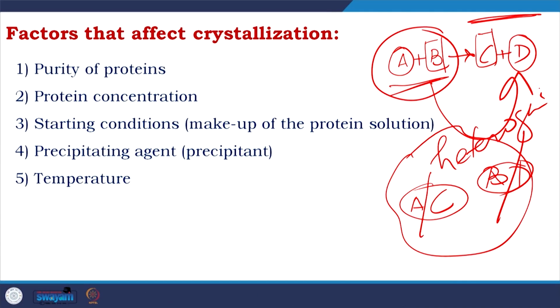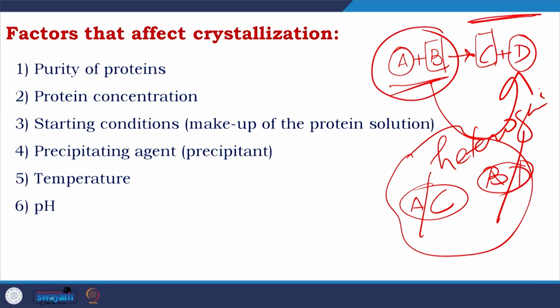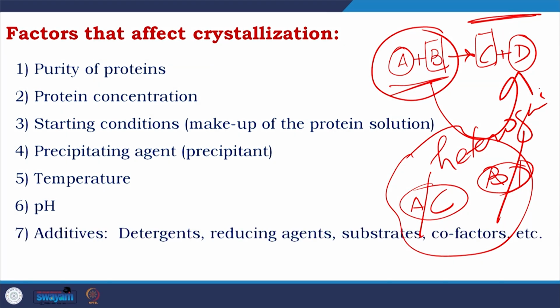Temperature plays a lot of role. So, it is advisable that when you are setting up your crystal for the first time, you set it at least at 4 degrees, 12 degrees, 20 degrees and 37 degrees. pH, you have to make screening with different pH. It is better that you know at which pH your protein is stable.